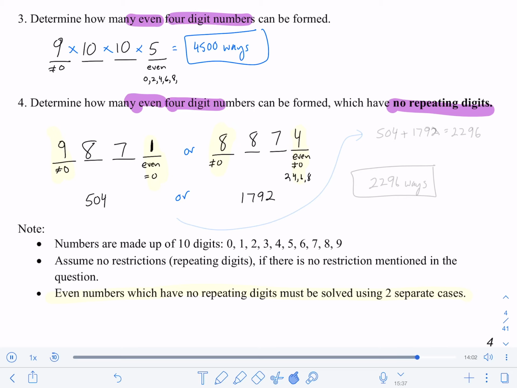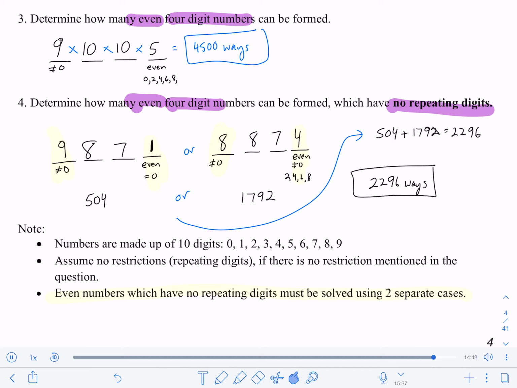And what we're going to learn is we're going to get our brains to think of or as being addition and as being multiplication. So what this means here is that the number of ways is 504 or 1,792, and that gives me 2,296 ways.